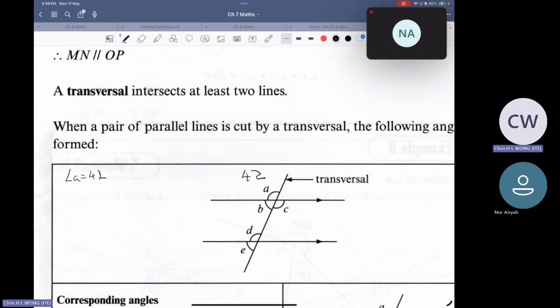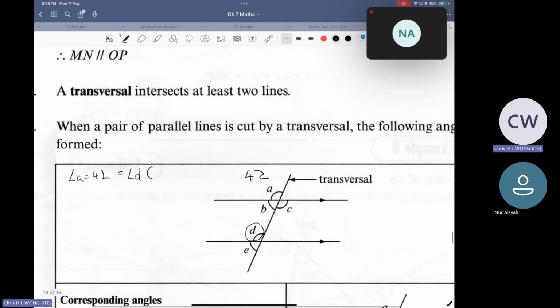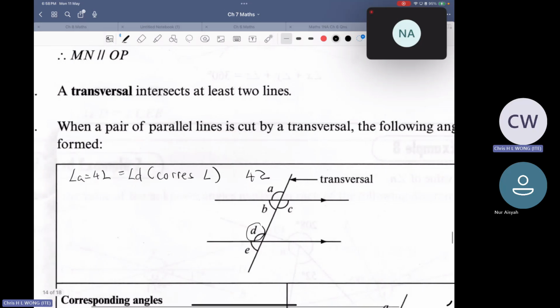What is angle D? Angle D is also 42. Why? You must give the reason: corresponding angles. They are the same. Now from here, you can see that angle A and D are corresponding. Angle C, which you already know, is also 42.